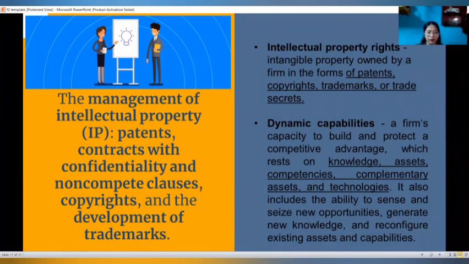The management of intellectual property includes patents, contracts with confidentiality and non-compete clauses, copyrights, and the development of trademarks. Intellectual property rights are intangible property owned by a firm in the forms of patents, copyrights, trademarks, or trade secrets.